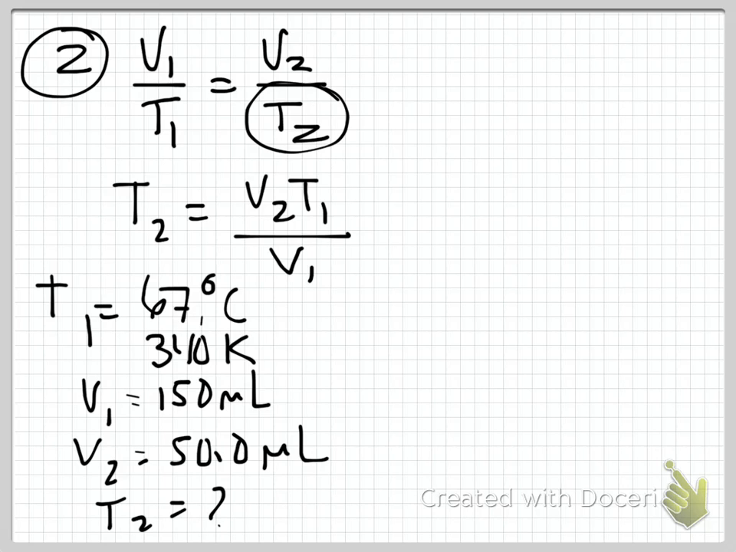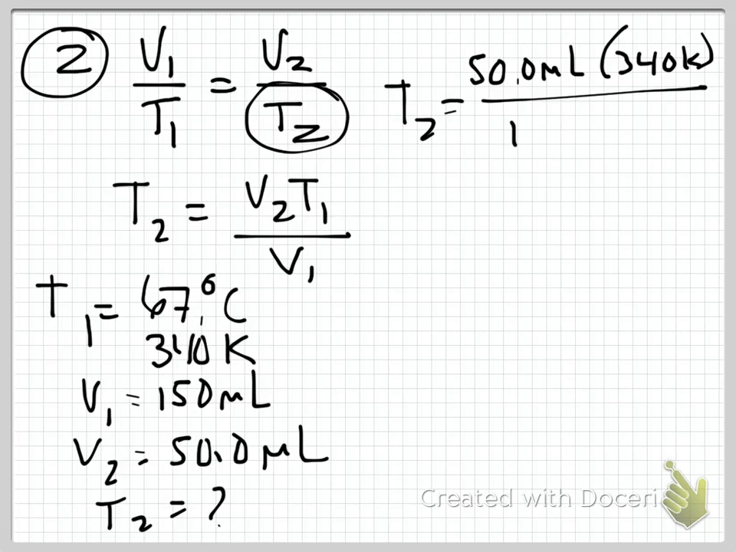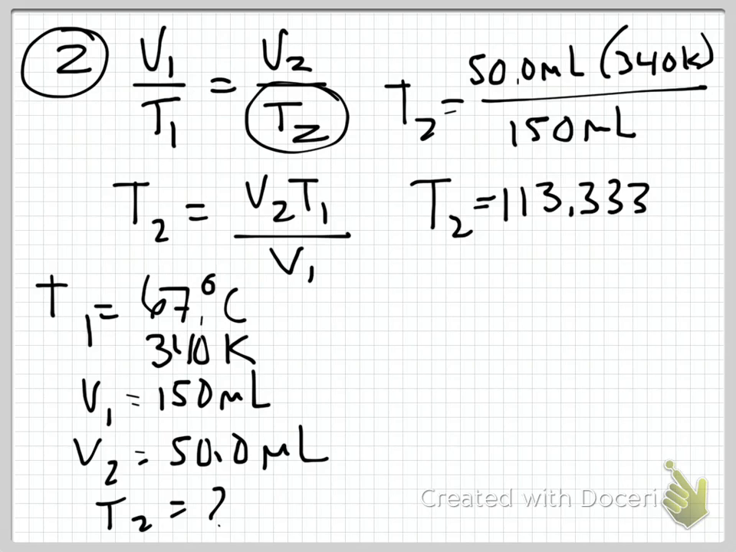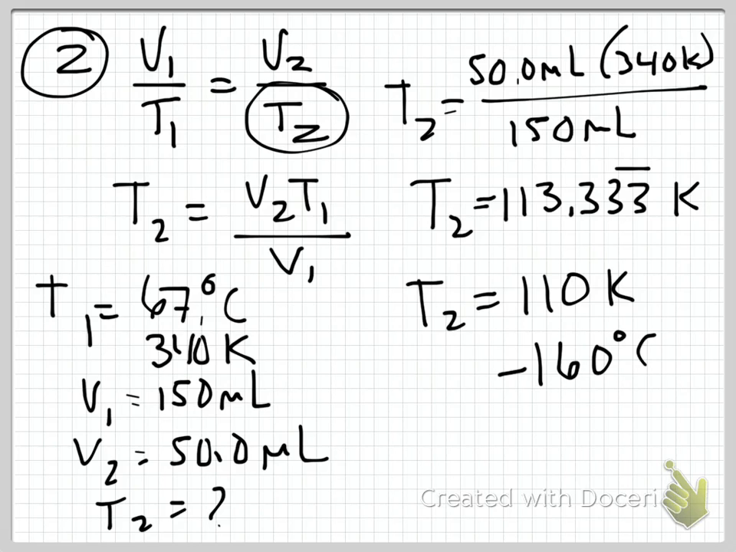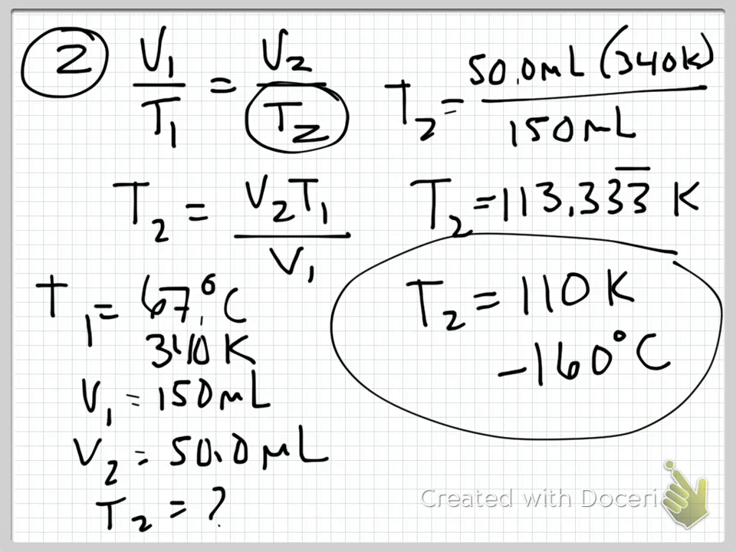So we have an equation we're ready to plug in, so T2 is equal to 50.0 milliliters times 340 Kelvin over 150 milliliters. And what we get for T2 is 113.33, etc., repeating Kelvin. We only have 2 sig figs to work with. So T2 can either be expressed as 110 Kelvin, or you can convert it back to Celsius, and it's negative 160 degrees Celsius. Either of those is an acceptable answer.